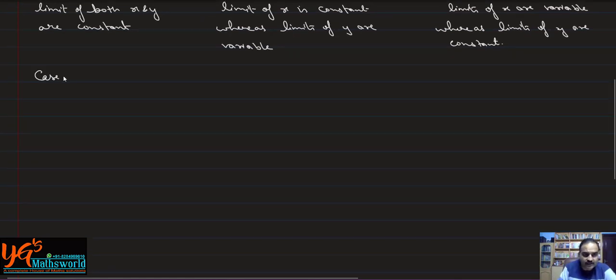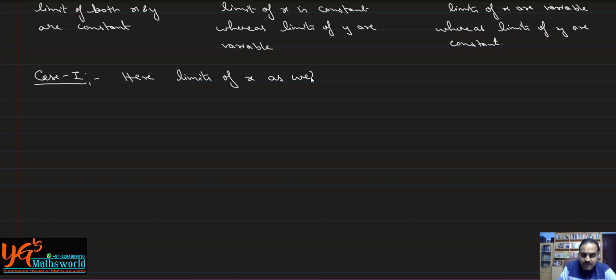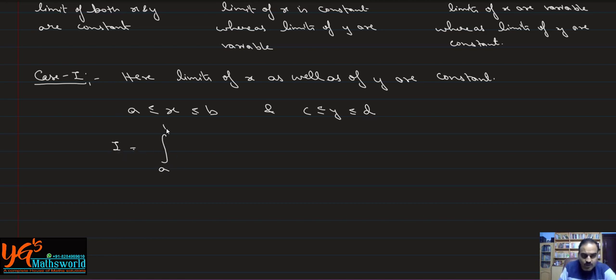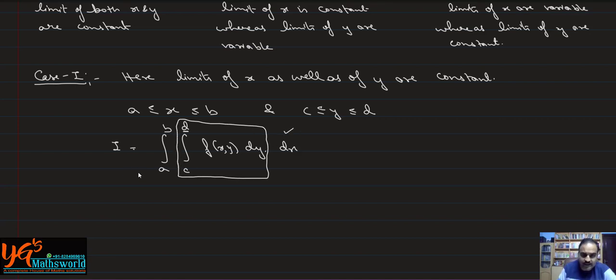Okay, so starting with case number 1, here limits of x as well as of y are constant, and let us suppose x is varying from a to b and y is varying from c to d. In that case the integral becomes integral a to b, then c to d, f of xy. Since these are the limits of y, dy first and then dx. So that means here I have to take integration first with respect to y, and then with respect to x.